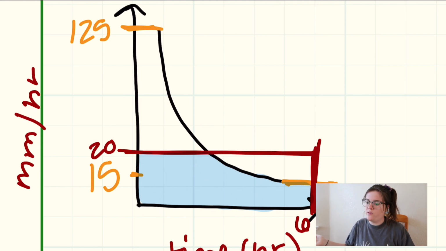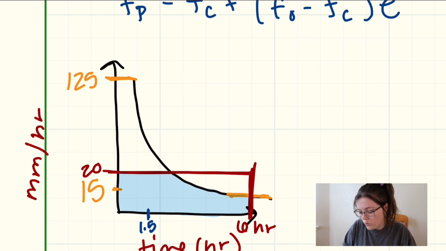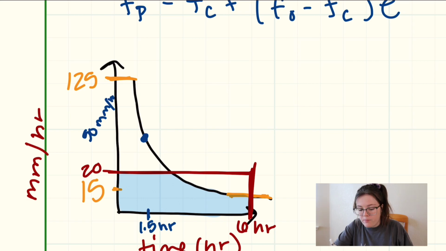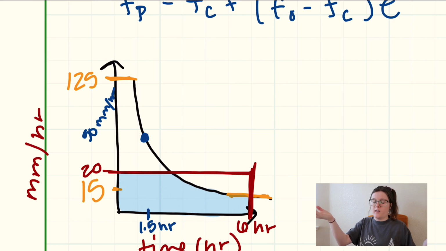Let's try to think about why we do it this way. Let's say this is time 1.5 hours. At this time, our Horton capacity shows us that we're at, what do you think this is? Like 50 millimeters per hour. But our rainfall is only falling at 20 millimeters per hour. We haven't reached that capacity yet. We're not above what our soil can hold yet. The soil can hold more than what it's getting at this point, at this time 1.5 hours. So therefore, the amount that will be infiltrating is everything.